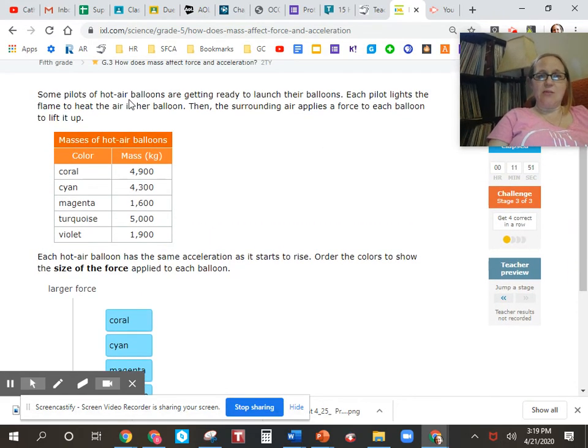Some pilots of the hot air balloons are getting ready to launch their balloons. Each pilot lights the flame to heat the air in the balloon. Then the surrounding air applies a force to each balloon to lift it up. Each hot air balloon has the same acceleration as it starts to rise. Order the colors to show the size of the force applied to each balloon.